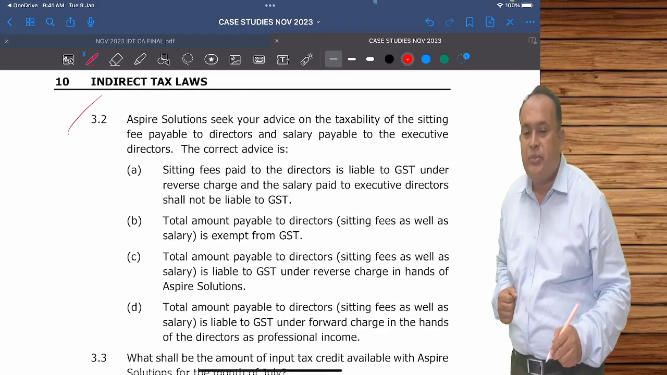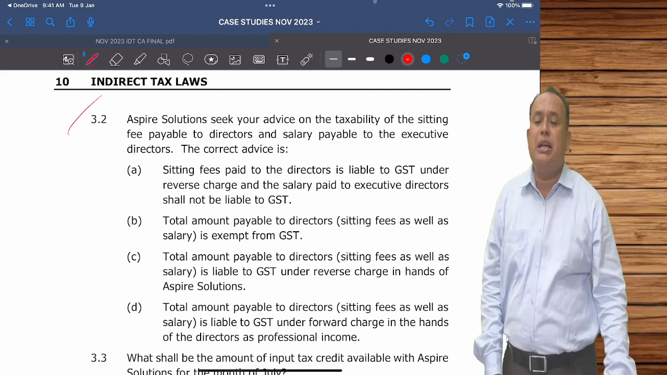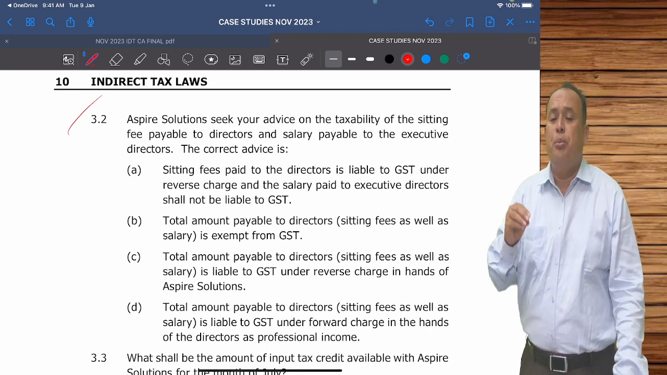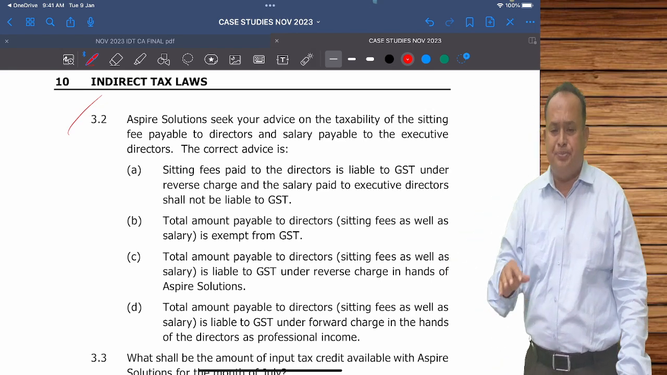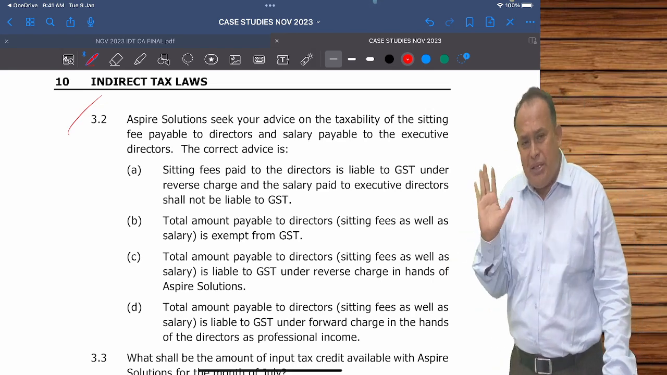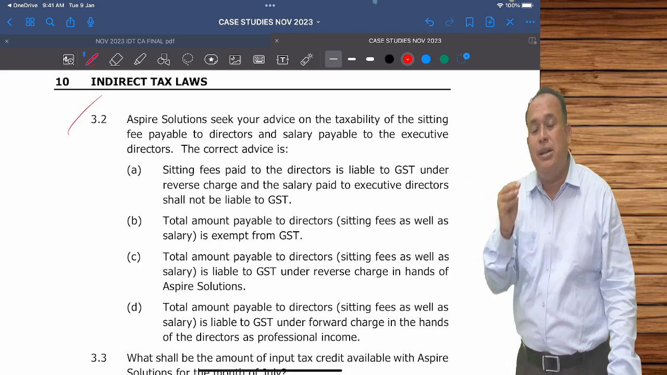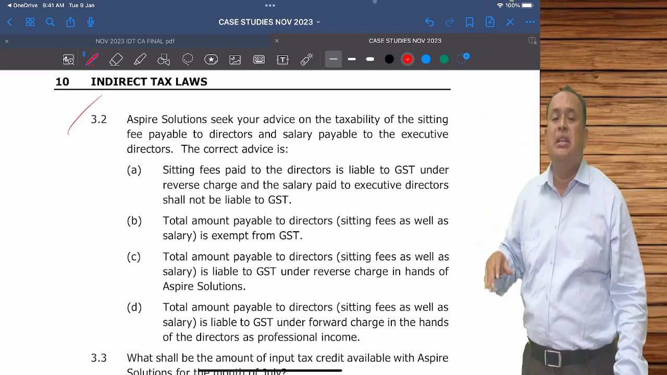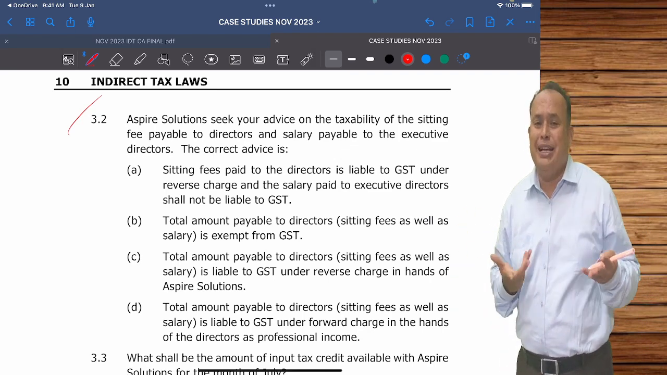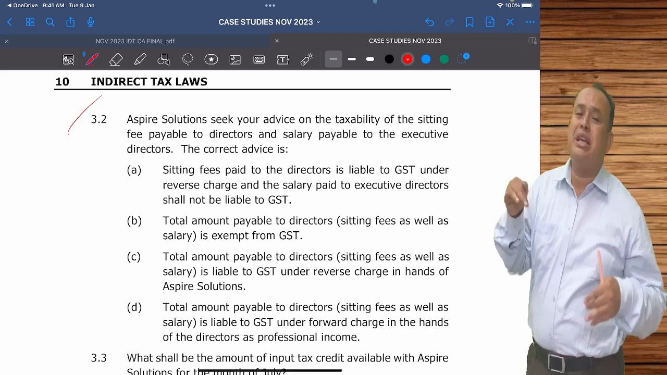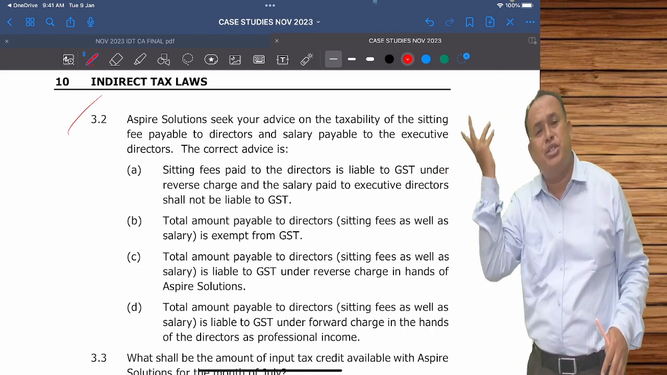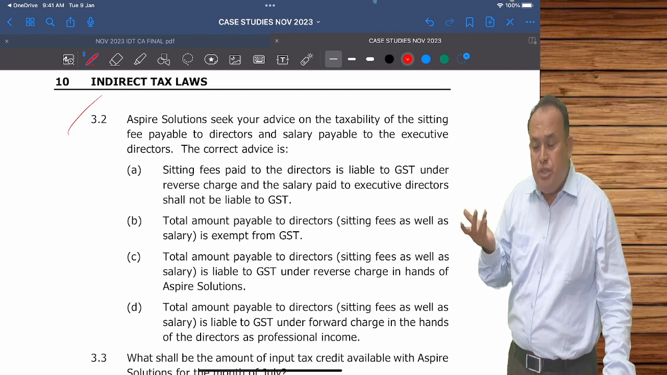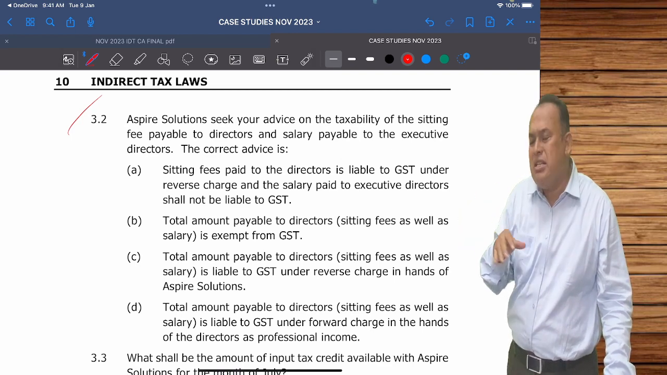Further, point number 3, sub point 2. Aspire Solutions seeks your advice on the tax liability of the sitting fees payable to the directors and salary payable to the executive directors. The correct advice is, as you are aware, salary which is subject to TDS under section 192 is not taxable under GST, because the employer and employee relationship excludes supply. Employees provide these services to the employer in the course of employment, which is a Schedule 3 transaction and should not be considered. So directors' remuneration which is subject to TDS under 192 does not attract GST.